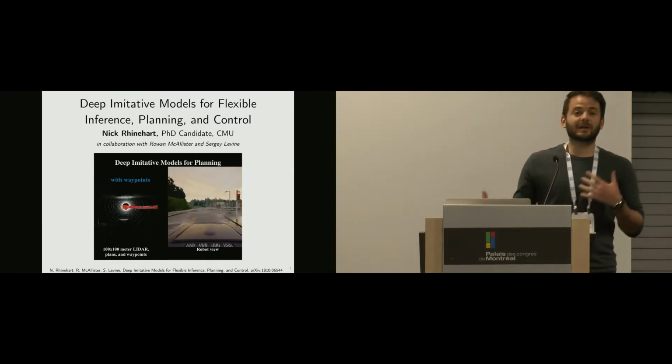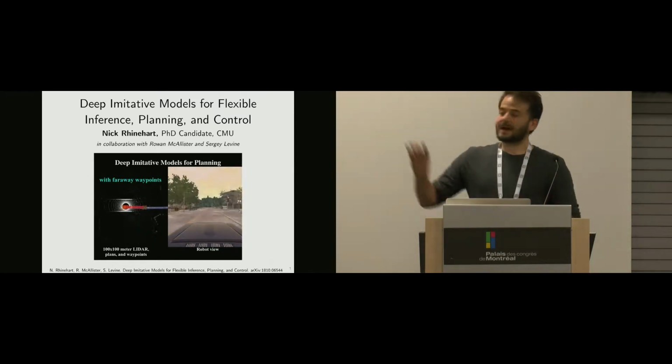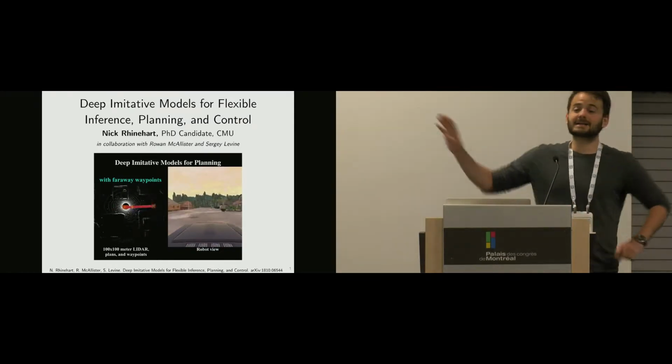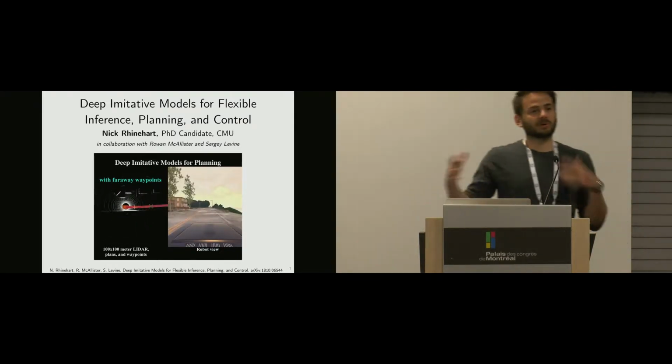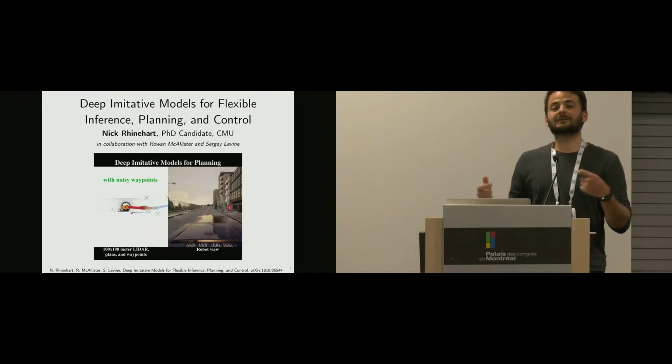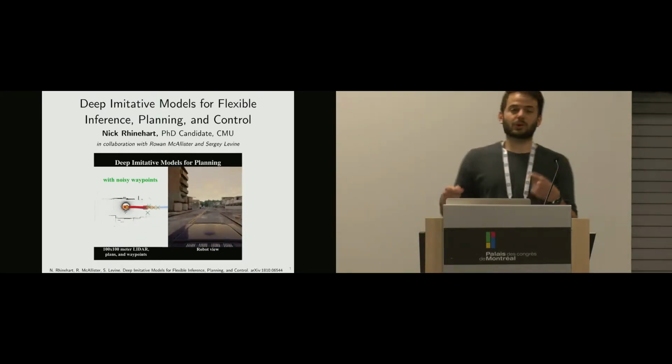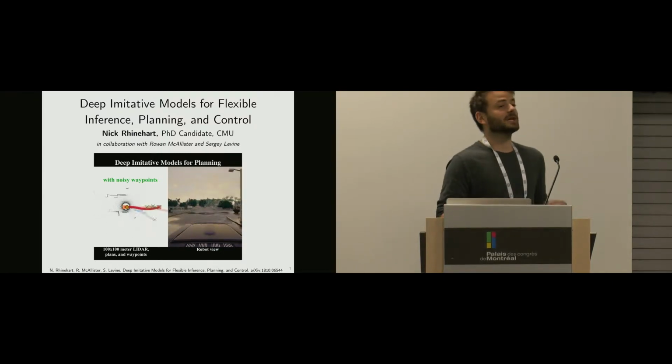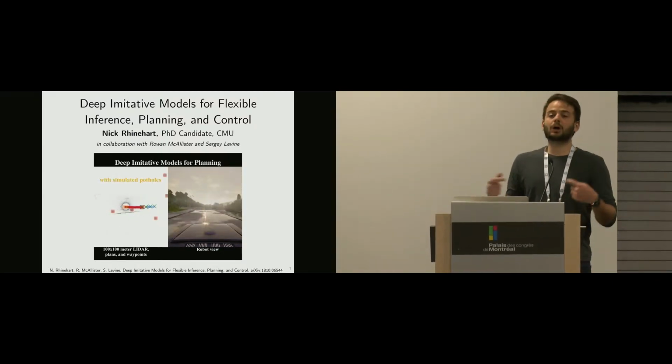And so hopefully by the end of this talk, you'll have a better idea of some of the tasks we're solving here. It's an autonomous driving scenario. And basically the high-level algorithmic idea is we're going to use high-capacity imitation learning for model-based planning.